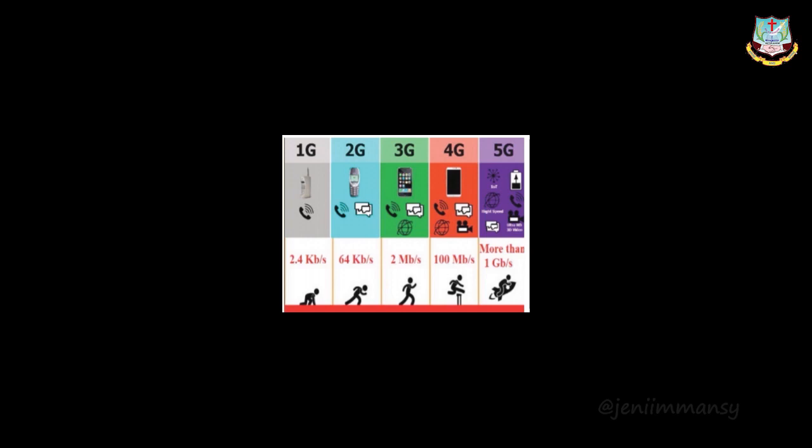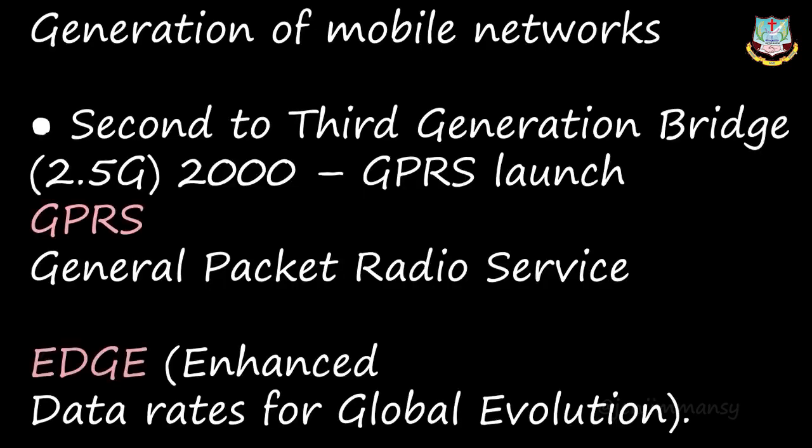And the next one is the second to third generation bridge, that is 2.5G. The second generation we say is 2G, and the third generation we say is 3G, right? And this one is the second to third generation bridge, that is 2.5G, right? This was in the year 2000, and this is the GPRS launch, right? GPRS, you would have heard of it in most places, right?